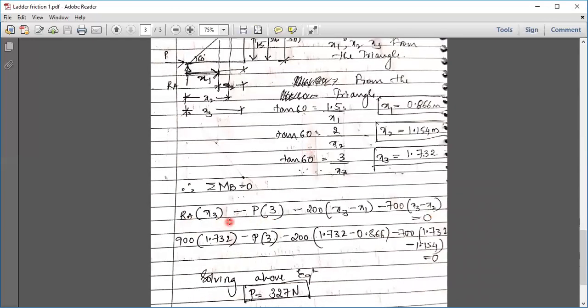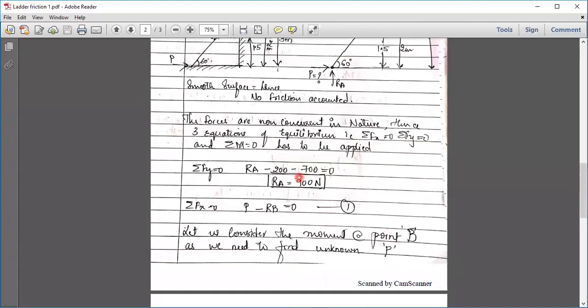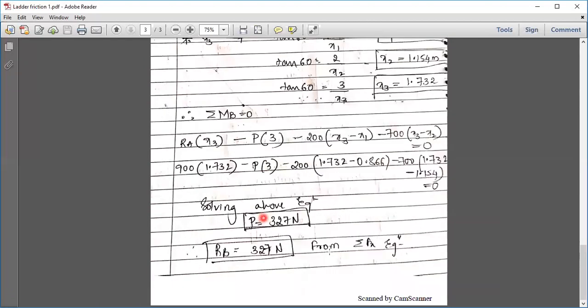Okay, substitute. Ra into x3 minus P into 3 minus 200 into x3 minus x1 minus 700 into x3 minus x2. On substituting, because we have all their values, I will directly get the value of P, that is 327, and I will substitute P in this equation. So P is basically equal to Rb, so the value is 327.